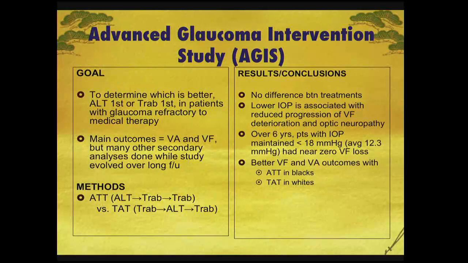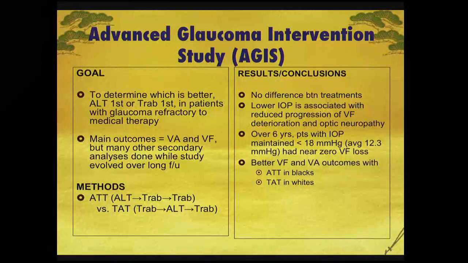Okay, so the next section, I'm going to just briefly go over the highlights of the major clinical trials in glaucoma. The Advanced Glaucoma Intervention Study, known as AGIS, was designed to determine which is better, laser trabeculoplasty, and not selective because that didn't exist at the time, so argon laser trabeculoplasty, or a trabeculectomy in patients who had advanced glaucoma and their pressures were still considered to be too high on medical therapy. The main outcomes were visual acuity and visual fields. So that was what the study was actually designed to look at.